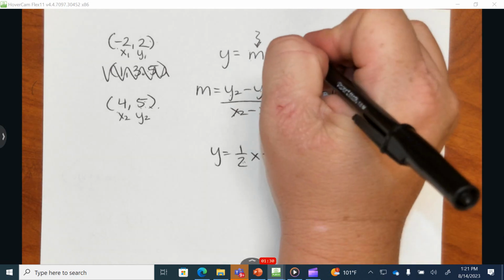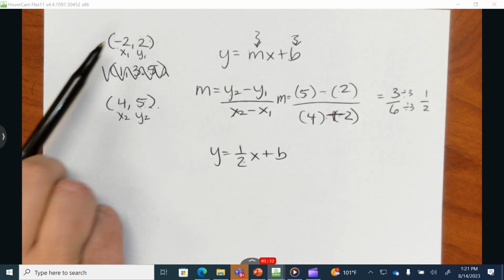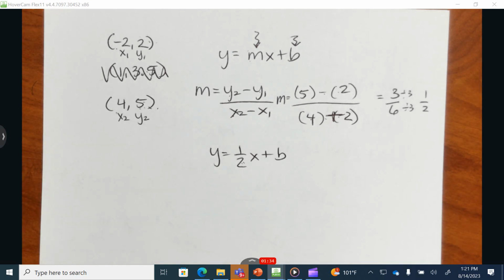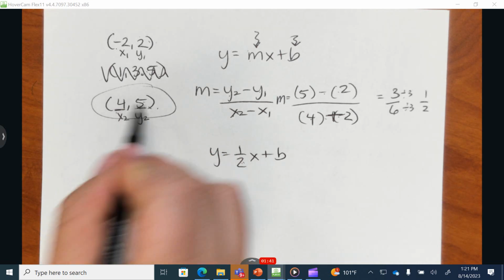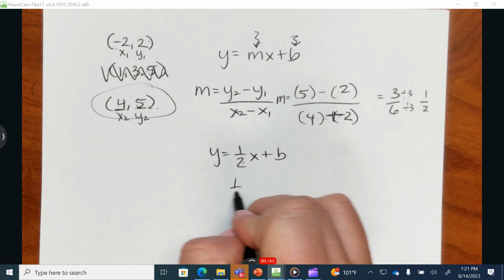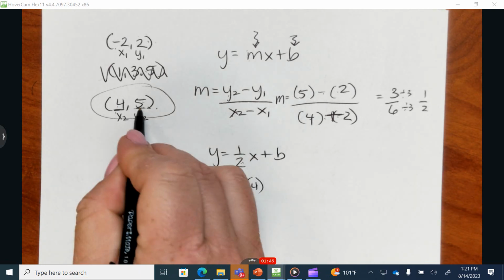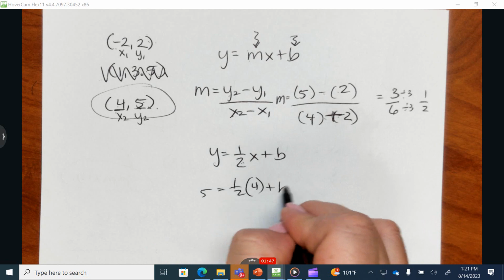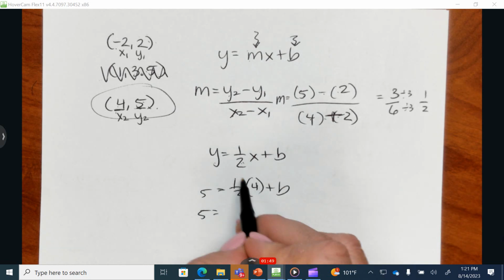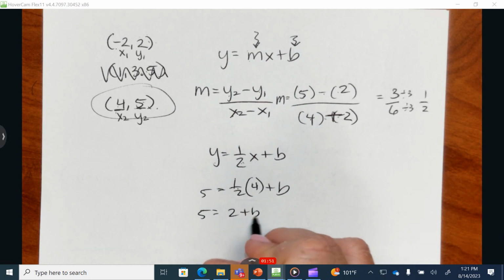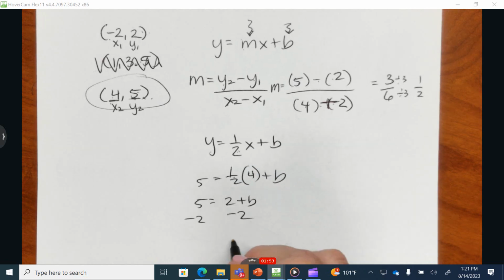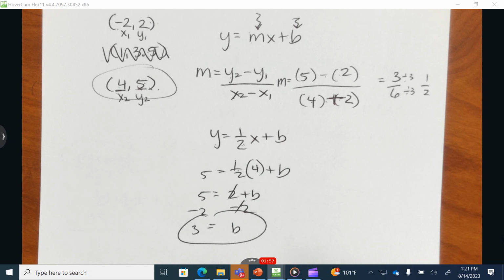Now I need to identify what is the y-intercept, and I can use either one of these ordered pairs. I'm going to choose to use 4, 5, because neither one has a negative sign. This is an x, this is a y, so I'm going to replace the x with 4 and replace the y with 5. Half of 4 is 2. To isolate the b, I will subtract 2 to the other side, and now I have my y-intercept.